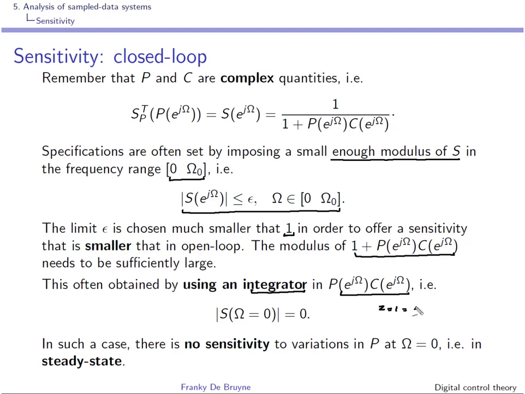Remember here that Z is the exponential of J omega, right? So this means that at the 0 frequency over here, you will have a sensitivity that will be 0, because this one will tend to infinity. In such a case, so when there is an integrator in the loop, there is no sensitivity at all to variations in P at the 0 frequency, so in steady state.